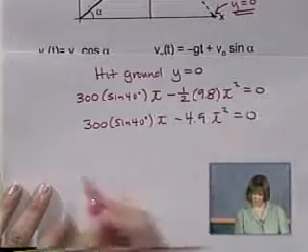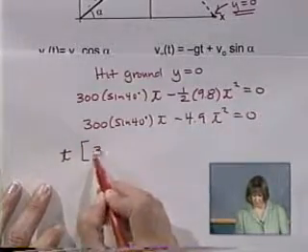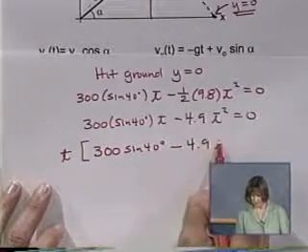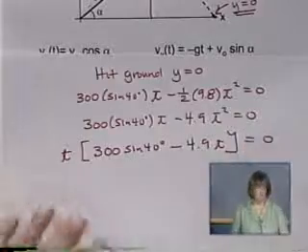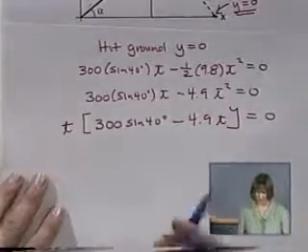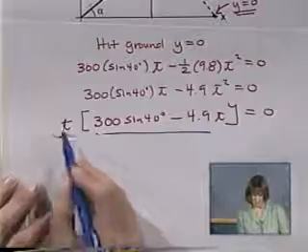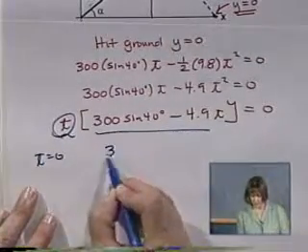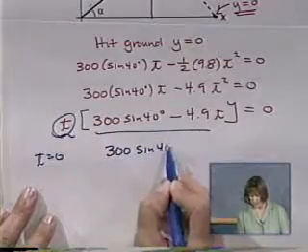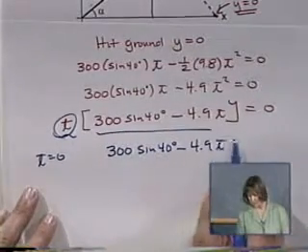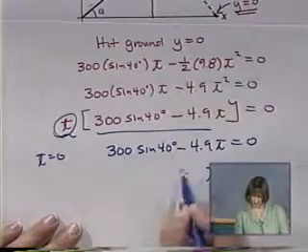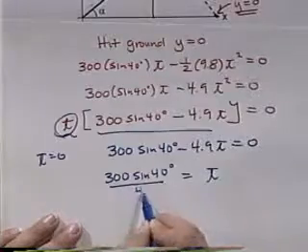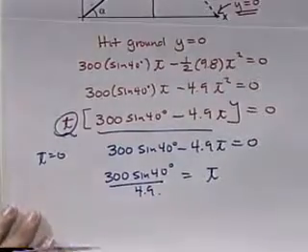Well, let's see, if we factor out a t here, we get t times 300 sine 40 degrees minus 4.9 t equals 0. If these two things multiply together to give me 0, I can set t equal to 0. Well, duh, t equals 0 is when you start the problem. Or I can take 300 sine 40 minus 4.9t and set it equal to 0. And that looks to me like t is going to be 300 sine 40 divided by 4.9.